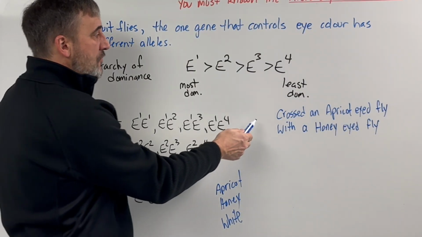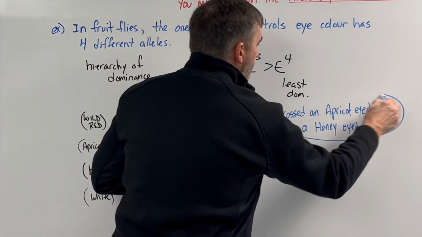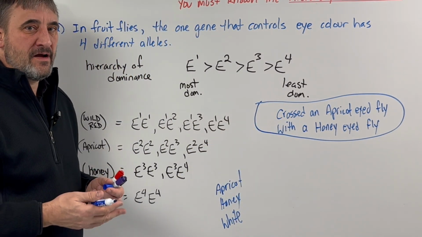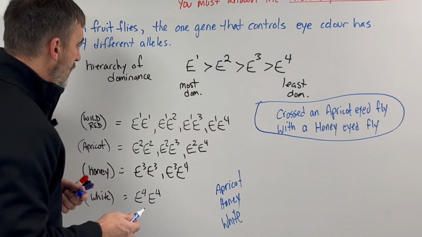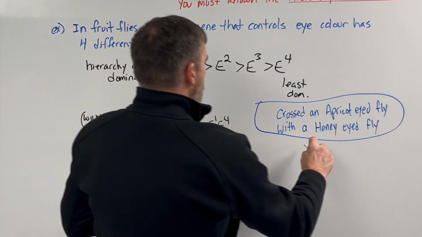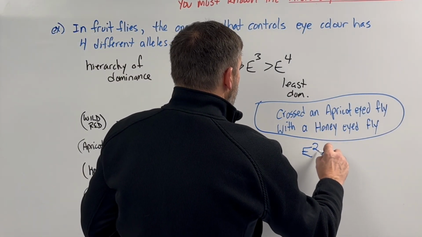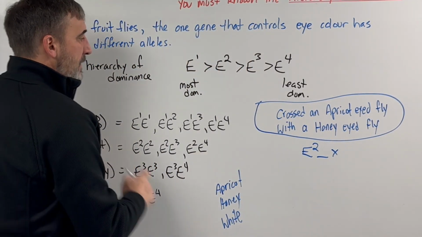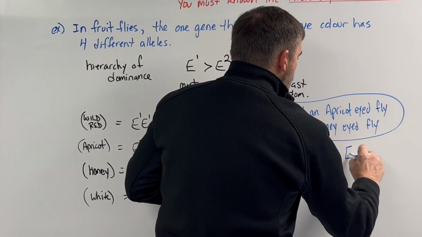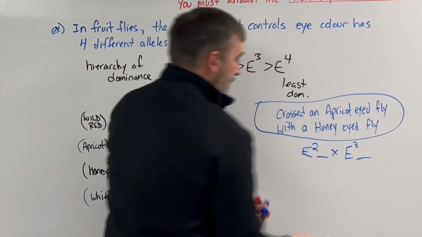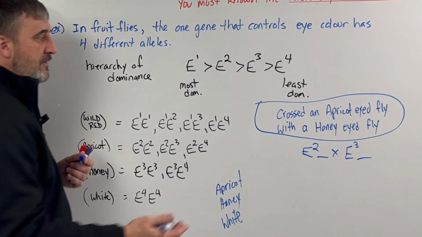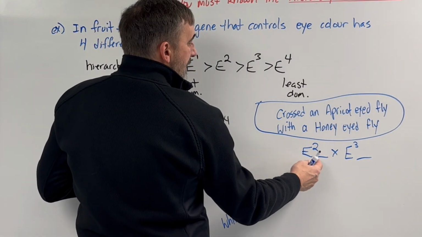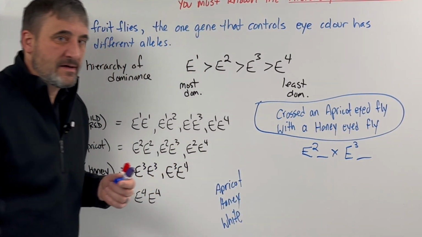So if this was a cross right here, where we crossed an apricot-eyed fly with a honey-eyed fly, we would know that the cross would be E2 something, because that gives us apricot, crossed with an E3 something. And that's how I would write it. I know it has an E2, I know it has an E3, and then I don't know what its second allele can be.